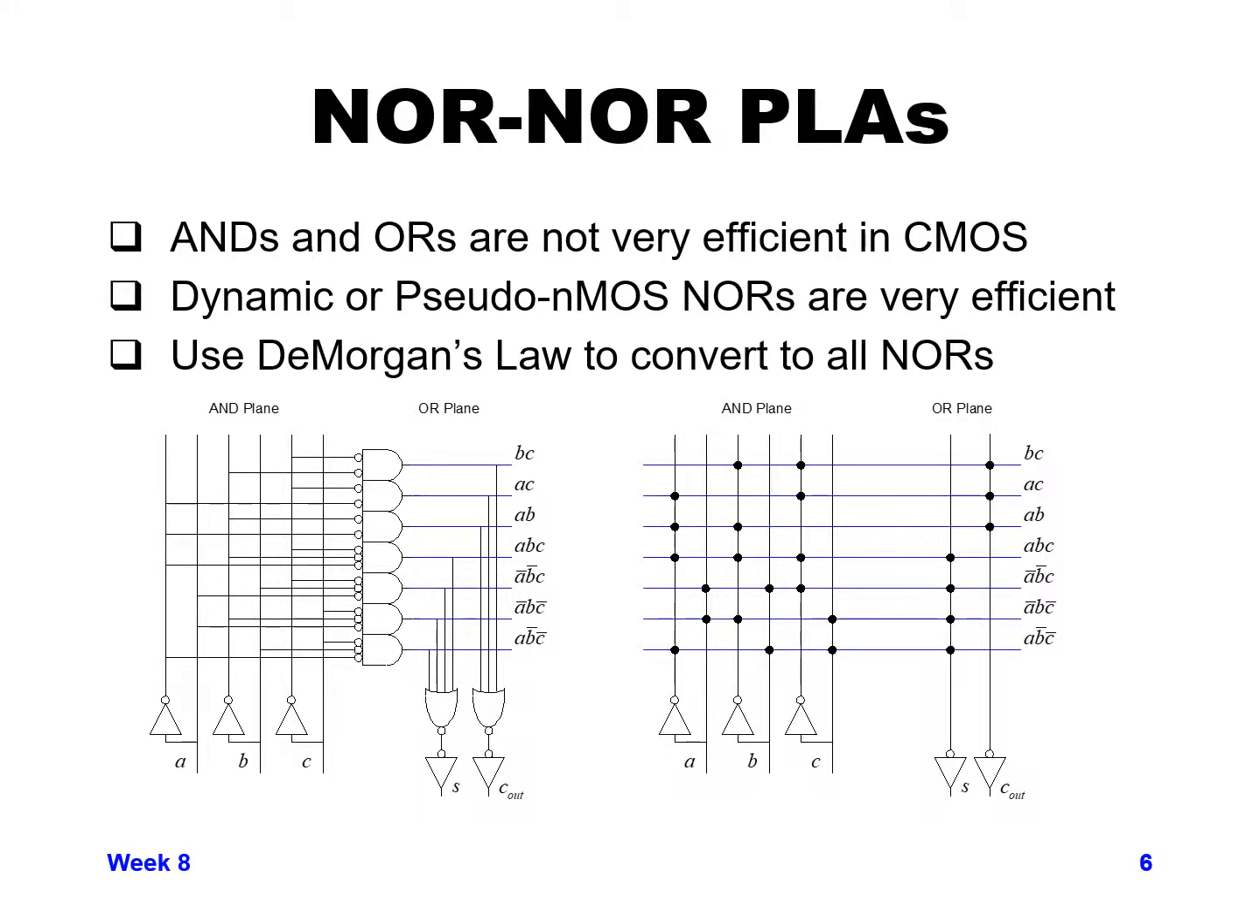And again, we can also use dynamic logic or pseudo NMOS. Again, my preference, dynamic logic. Don't really like pseudo NMOS. And doing dynamic logic, we can get much more efficient using dynamic NOR type functions than using static AND OR functions. So in effect, like I said, we're going to use De Morgan's law to convert everything to NOR planes. So our AND plane is effectively a NOR plane followed by another NOR plane.